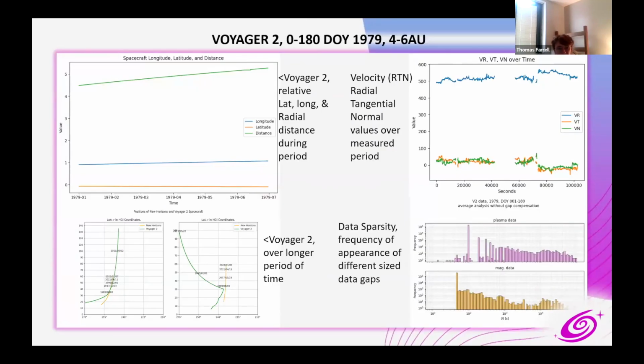A quick look at the data that we're using. Again, it's Voyager. We're using it from the first half of 1979. 4 to 6 AU is about its radial distance from the sun. This goes up to about the point before the intersection with the path of Jupiter.